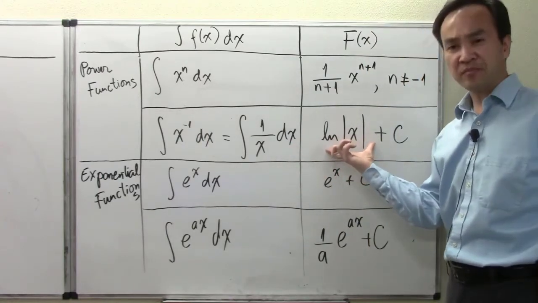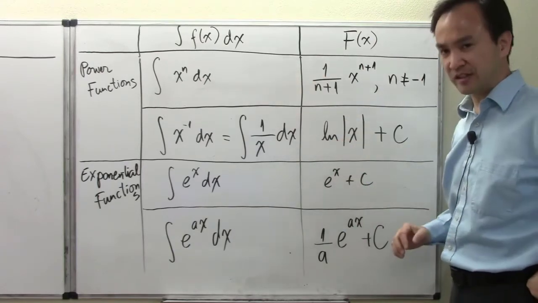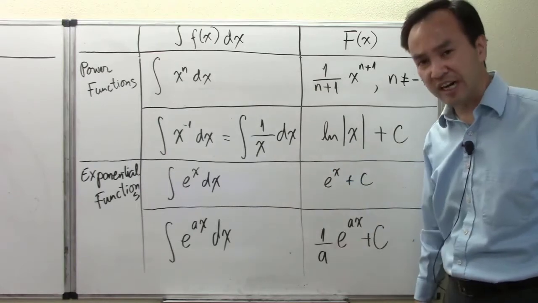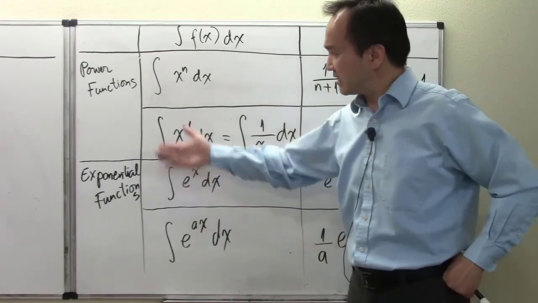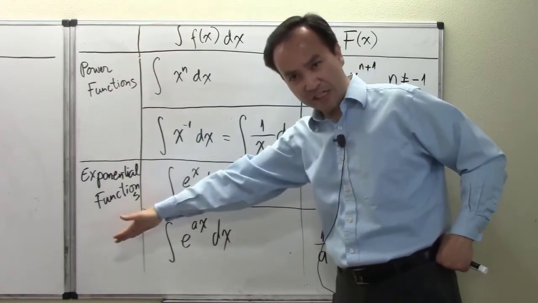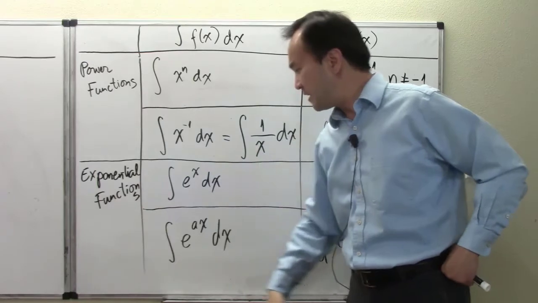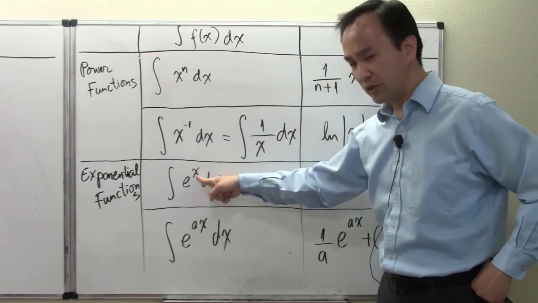It is just natural log of absolute value of x plus c. So this is just the table, and of course I had to revise the table a little bit more to make it look more neat right here. And then we advance further, after the power function, into the exponential functions, the function that involves the e to the x and all that, right?